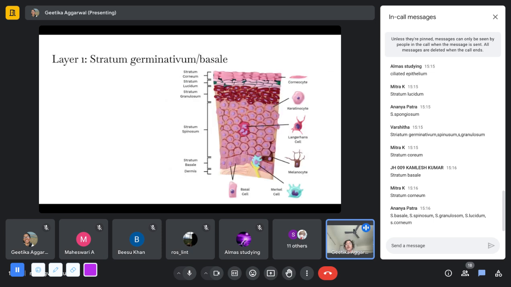Okay, so moving on to the first layer that we discussed, which is the bottommost layer. We're going in the down to up fashion because the keratinocytes are formed from the lowermost layer and then move upwards towards the topmost layer as the stratum corneum. So this is a diagram showing how different layers look and what they contain, and we'll be discussing these one by one in greater detail.